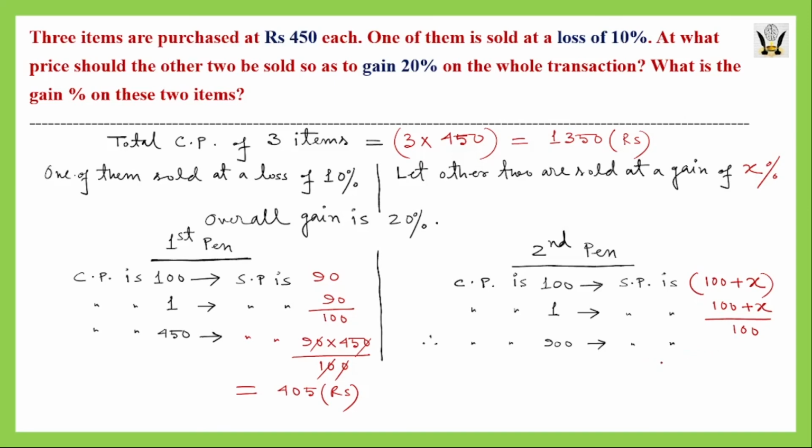So the selling price will be (100 plus x) divided by 100 multiplied by the total cost price, which is 900. The zeros cancel each other, so here the selling price will be 900 plus 9x rupees.